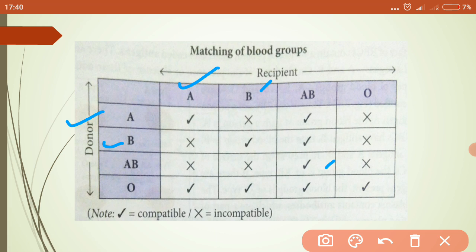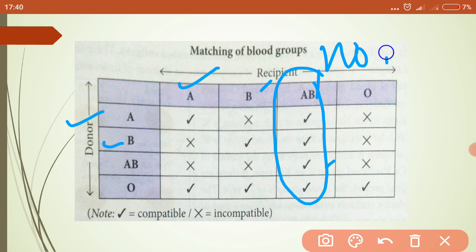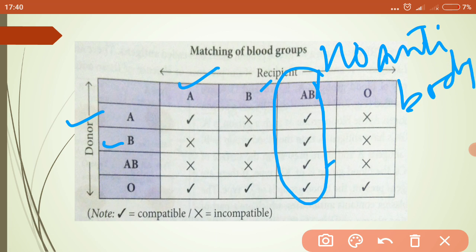Now, what happens? A person with blood group AB can receive blood from all other blood groups. This AB is the universal recipient. Why? Because it has no antibodies in it. If there is no antibody, then what will it act on, isn't it? So it has no antibody, neither for antigen A nor for antigen B. So it can take blood from all the blood groups.